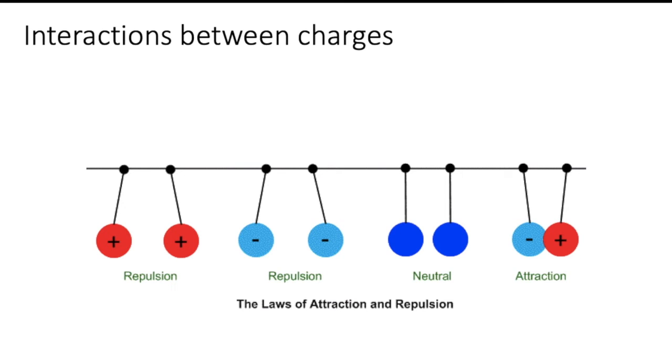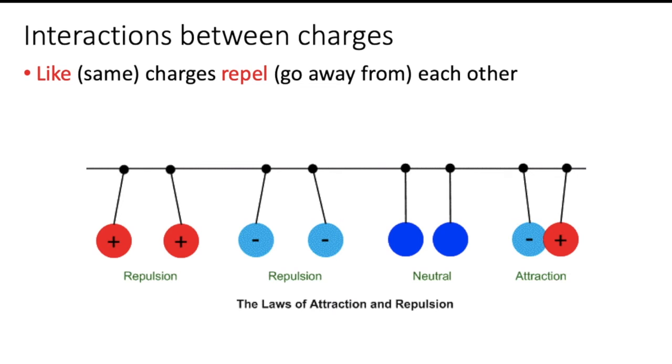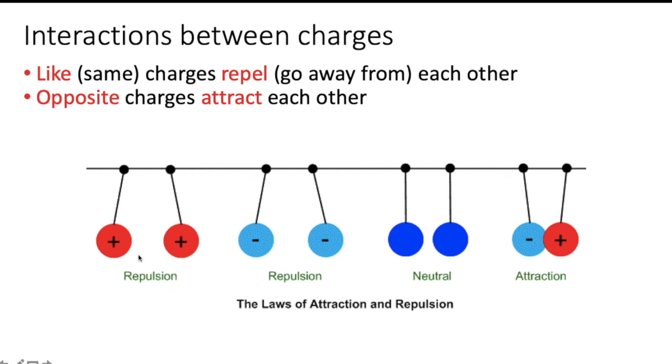How do charges interact with each other? When two or more charges are placed next to each other, how do they interact? We know that like charges repel and opposite charges attract. So when two like charges are placed next to each other, they move away from each other, they repel. When two opposite charges are kept next to each other, they attract. We need to know this to understand how charges behave.